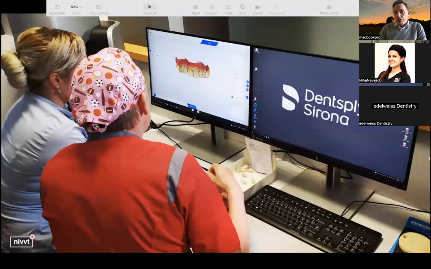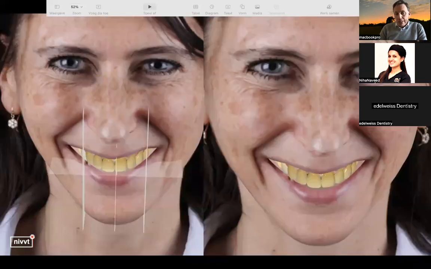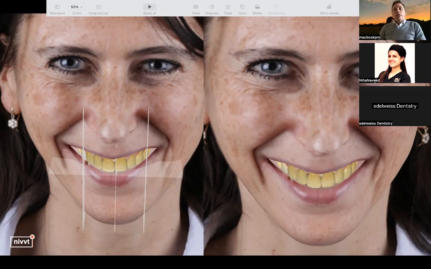Immediately after scanning, we do the design in the office. We do a smile design on the computer. This design is only for our own workflow. It's not for the patient, but simply to see if the dimensions are right, if you are in the right position, if we like what we are going to mill.